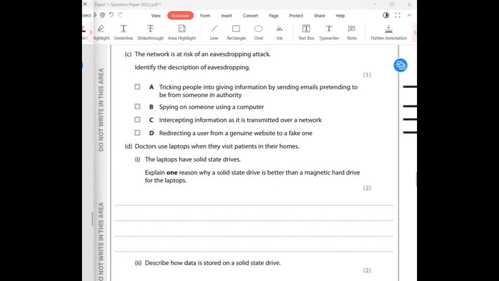D. Doctors use laptops when they visit patients in their homes. The laptops have solid-state drives. So state 1 reason why a solid-state drive is better than a magnetic hard drive for laptops. Solid-state drives are faster, so can access data much more quickly. You could say solid-state drives use less power, so battery will last longer.